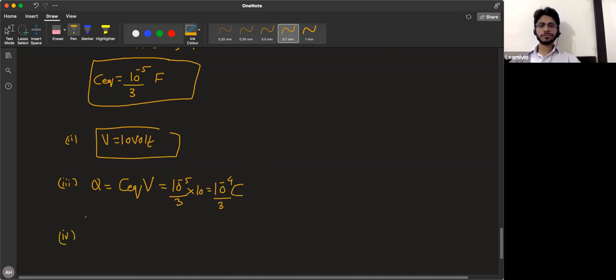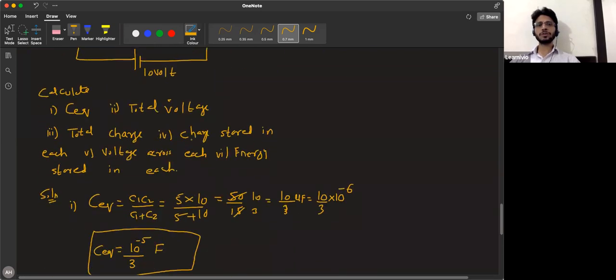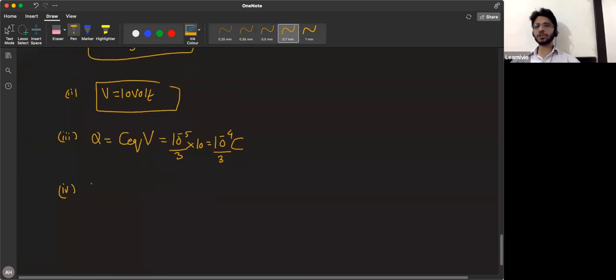Fourth part. After total charge, you need the charge stored in each capacitor. What will be the value of Q1 and Q2? We know the total charge. Sir, 10 to the power minus 4 by 3, because the charge will remain the same, there is no branch. Good. 10 raised to the power minus 4 by 3.